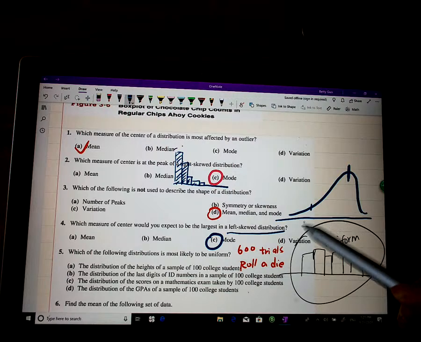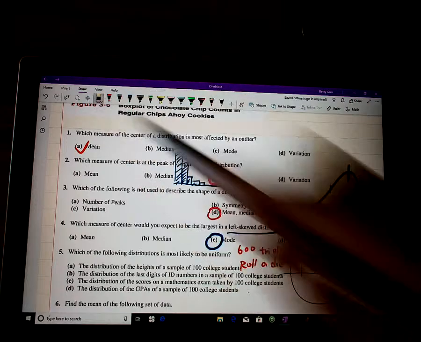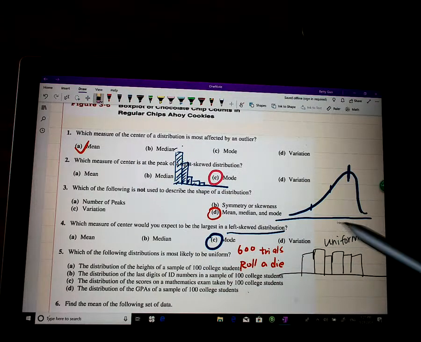Median is supposed to be here. Mean is very sensitive to the outliers, right? And then median is supposed to be here. Yeah, anyway, the biggest one is the mode.